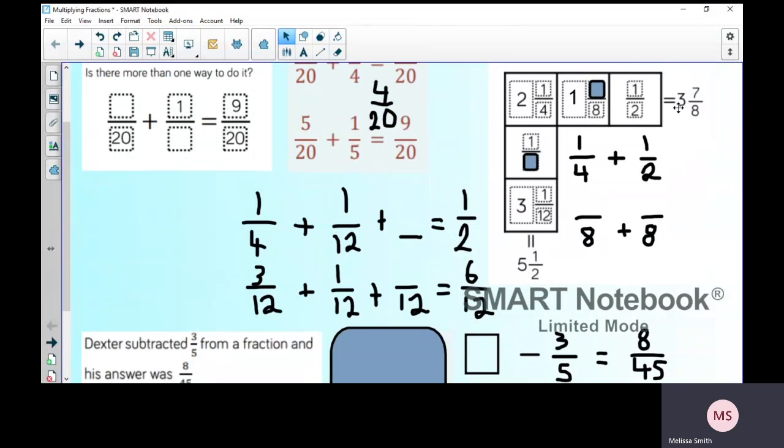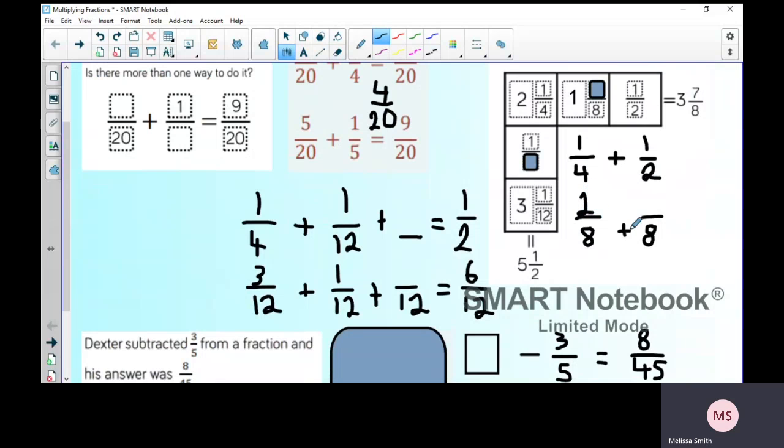Now it's a little bit trickier to work out which one goes here. If we have a look, I know that I've got 1/4, which I've written here, and I've got 1/2, which I've written here. My answer is in eighths. So again, we're looking at equivalent fractions. I know that I need to turn my quarter and half into eighths. So what do I do to 4 to get to 8? Well, I multiply it by 2. 4 times 2 is 8. 1 times 2 is 2.